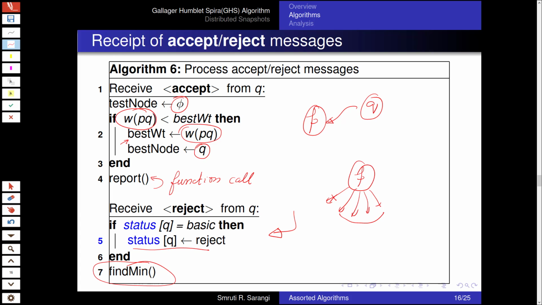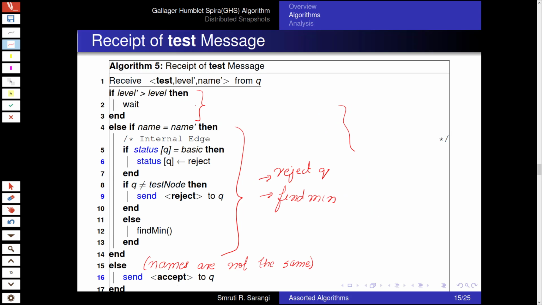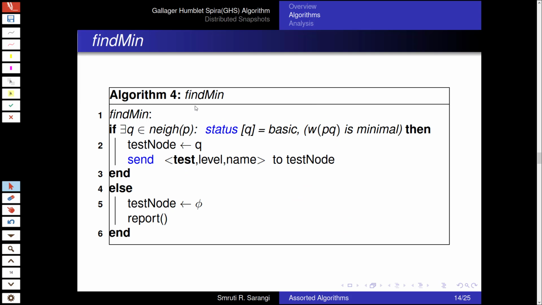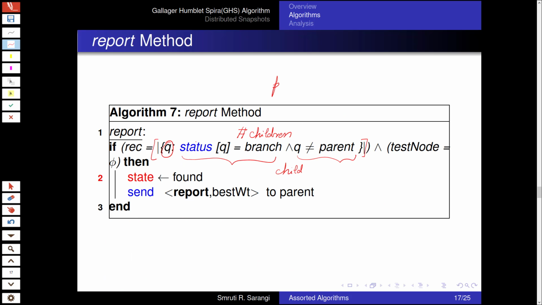So let's just look at the test node thing. When I receive an accept, I set it to null. Alright. And when else do I set it to null? I set it to null when I run out of neighbors. So then also I set it to null. Otherwise, I don't set it to null. If I have sent a test message and it is outstanding, then it is non-null. So the fact that here I am saying that test node is equal to null, which basically means I have finished my job of testing.